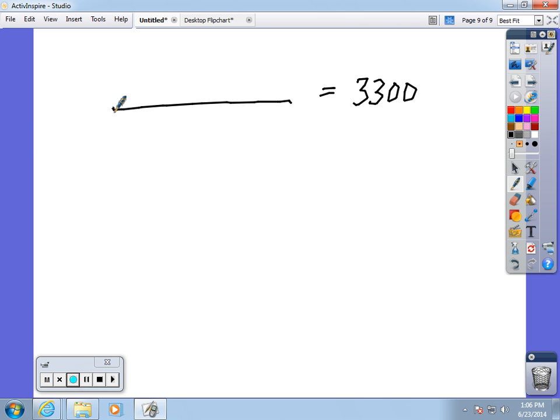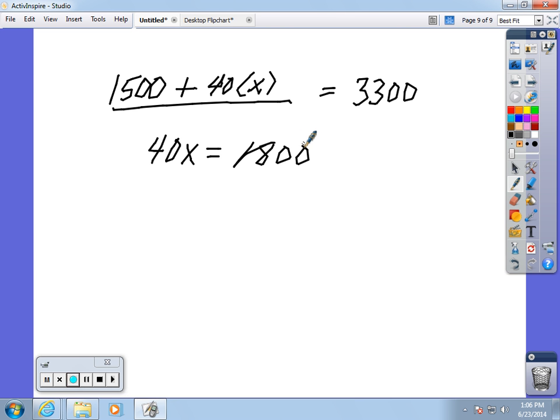Now we know that the yearly rate for option B is $1,500, right? Plus $40 times each what? Round, which is X, because that's what we're trying to find. And now you just solve it. So 3,300, that'd be 40X is equal to, well, 3,000 minus 1,500 is 1,500, plus 300 is 1,800. And now divide by 40. You don't reach for the calculator yet. Why? Because you're not through simplifying, are you?